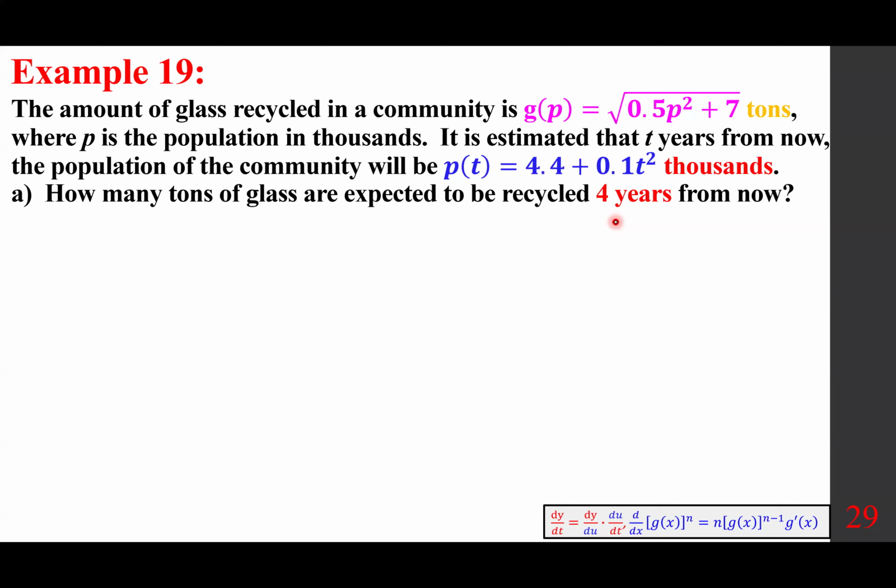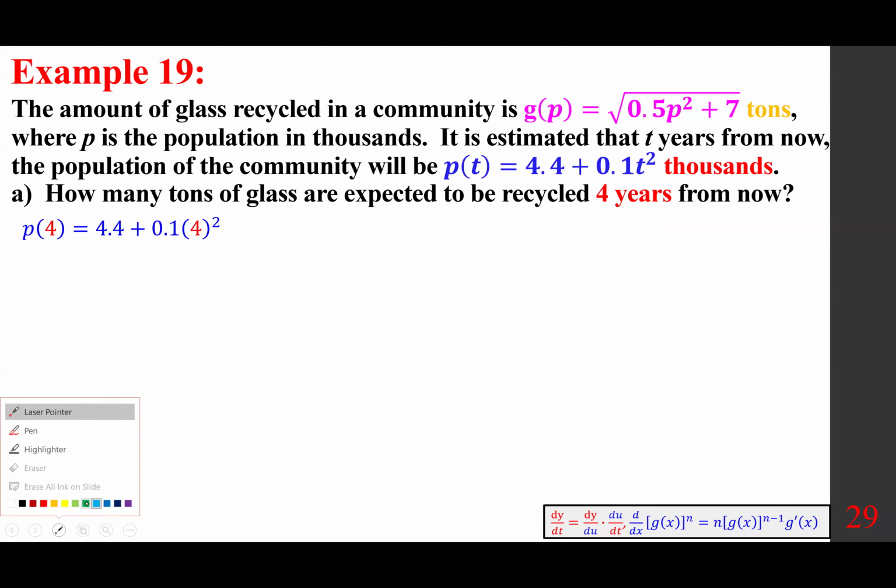This is elementary algebra, you're just going to plug in. Now, there are two ways to do that, and we're going to stick with just the way it's given without finding the composite function. I'm going to discuss the composite function also. If I put 4 here, I get 16 times 0.1 is 1.6 plus 4.4 is 6,000 people.